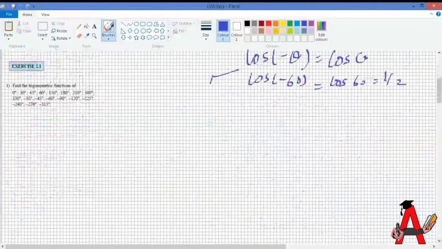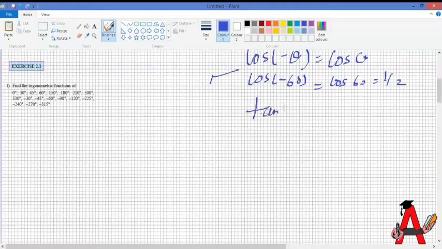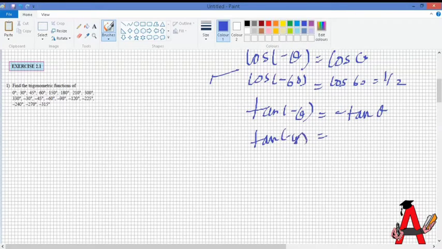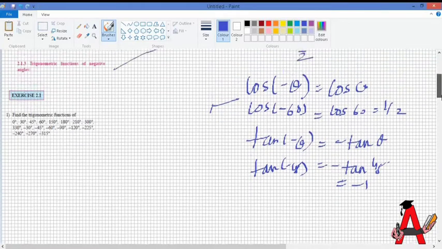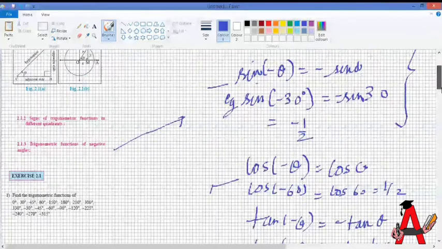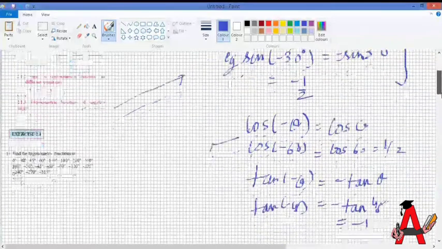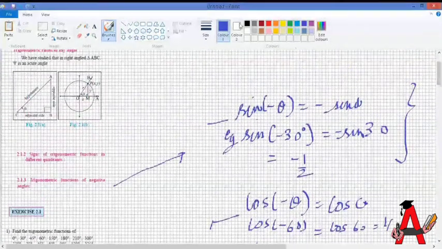And last is tan of minus theta. Tan of minus theta is the same as minus tan theta. For example, tan of minus 45 degrees is the same as minus tan of 45 degrees, which is equal to minus 1. So remember this: sine of minus theta is equal to minus sine theta, cos of minus theta is cos theta, and tan of minus theta is minus tan theta. These are the three things you should remember.